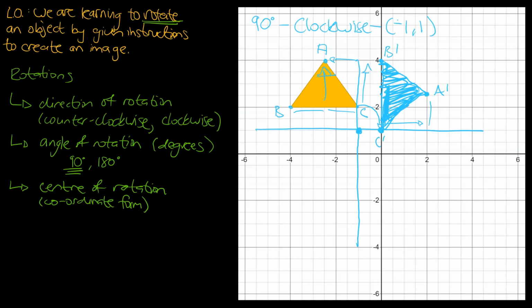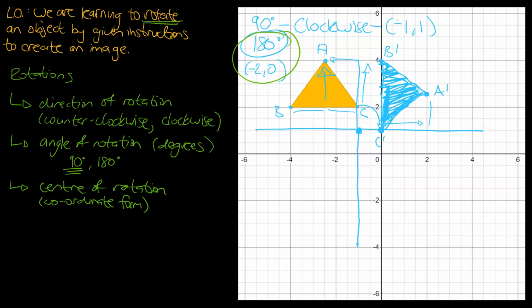So let's give it another go. Let's rotate this 180 degrees, and we're going to use -2, 0 as our center of rotation. We'll change pen colors just to make this a bit easier. Let's go to green. So we're now working with these two instructions here. The key thing to note regarding the 180 degrees is that if we go clockwise or counterclockwise, it will end up in the same position. So for these ones, we don't actually have a direction of rotation.